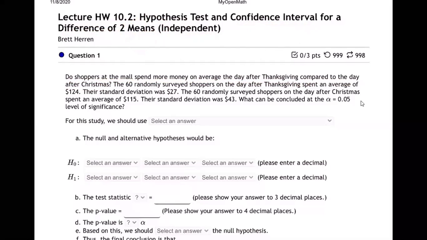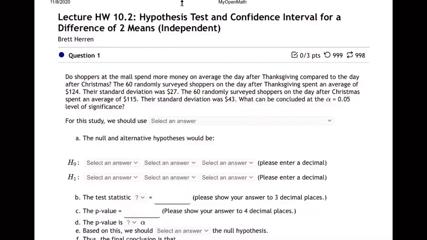This would be something a marketer or business would want to use. The 60 randomly surveyed shoppers on the day after Thanksgiving spent an average of $124. Their standard deviation was 27. The 60 randomly surveyed shoppers on the day after Christmas spent an average of $115. Their standard deviation was 43. What can be concluded at the alpha 0.05 level of significance? So we have to do this test at alpha 0.05.